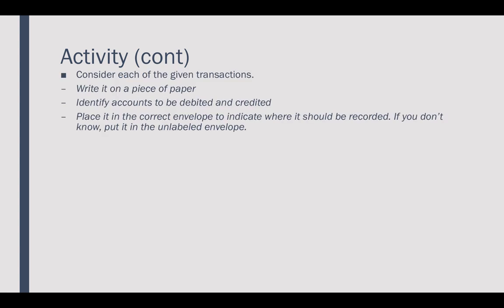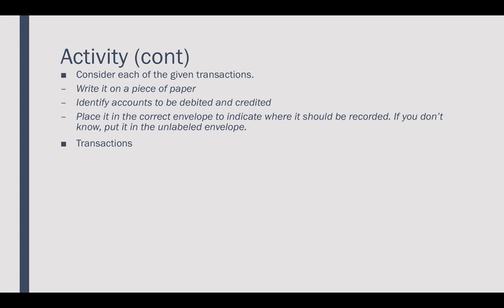We're going to consider each of the given transactions. If you don't already have the transactions in front of you, you need to have a piece of paper on which you can write down the accounts to be debited and credited together with the number of the transaction. For each transaction, once you've decided what you will debit and credit, place it in the correct envelope to indicate where it should be recorded. Remember that your journals are used to summarize transactions, so all the transactions that are similar will be put together. If you have no idea where the transaction should go, then you will put it in the unlabeled envelope.